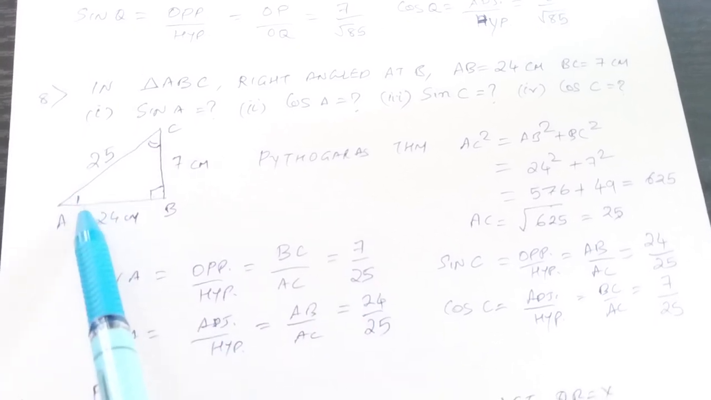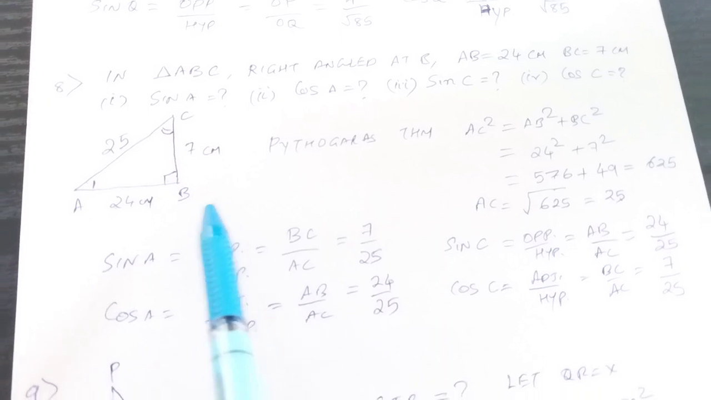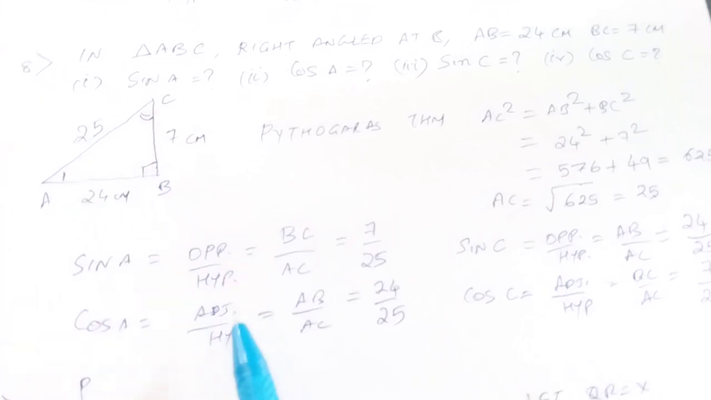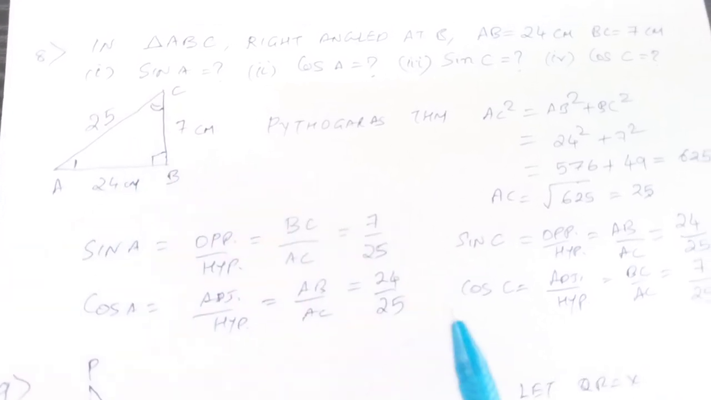Similarly, cos of angle A is adjacent, which is adjacent here, it is AB, right? Divided by hypotenuse. So adjacent by hypotenuse is AB by AC, which is 24 by 25.